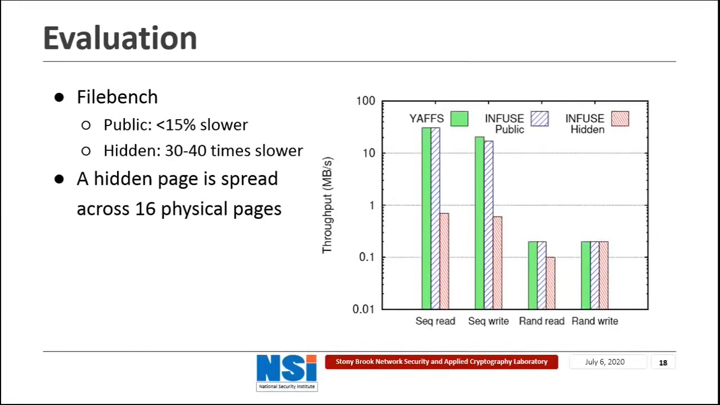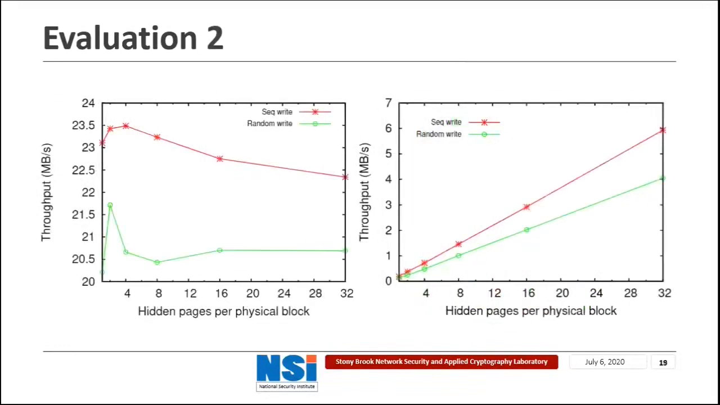Actually, when the number of physical pages needed for a hidden page is changed, the performance also changes. We do a series of experiments and show the relationship between the throughput of INFUSE and the number of hidden pages in each physical block. The results are shown in these two figures. The left figure shows the throughput for accessing the public data. It can be seen that the throughput increased at first, then decreased a little bit when the number of hidden pages per block increases. So it seems that under our setting in the experiment, storing 2 to 4 hidden pages in one physical block leads to the best public performance.